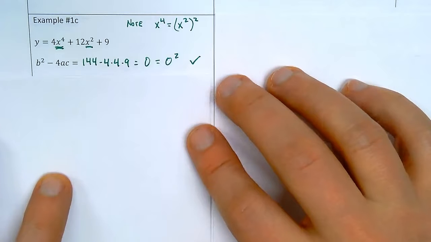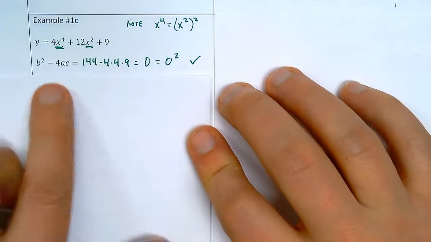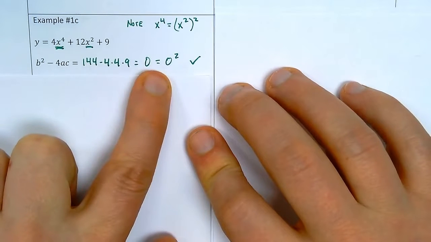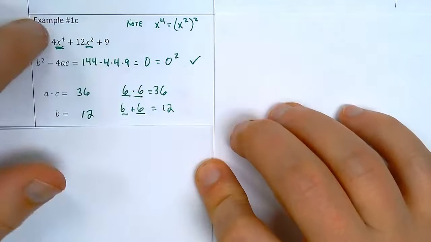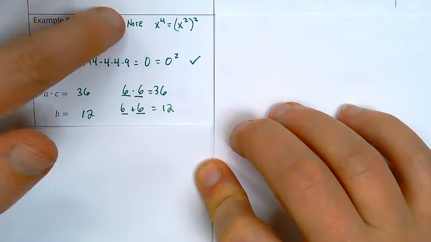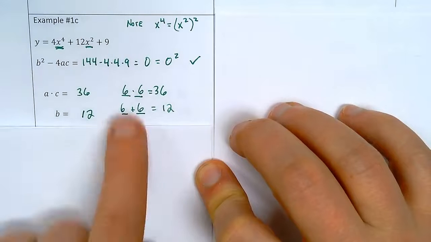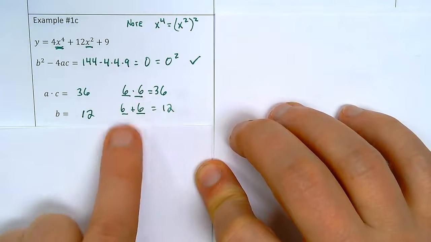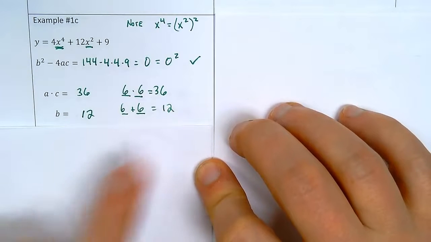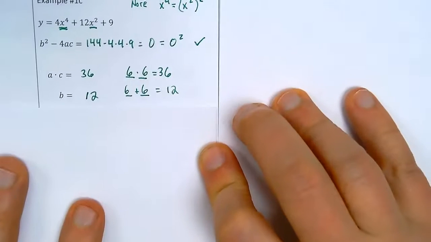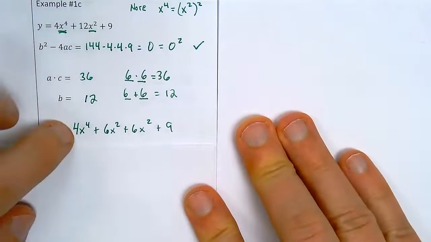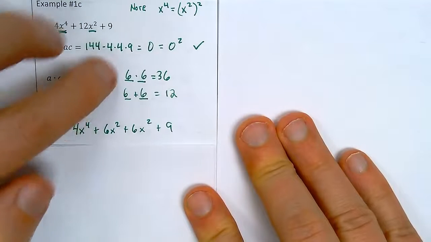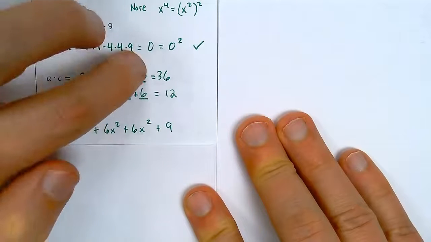We're going to check to see that our discriminant is a perfect square. It is, so everything's good there. We're looking for two numbers that multiply to 36 and add to 12. 6 times 6 is 36. 6 plus 6 is 12. So our middle term can be split. 4x to the fourth. The 12x squared becomes 6x squared and 6x squared.